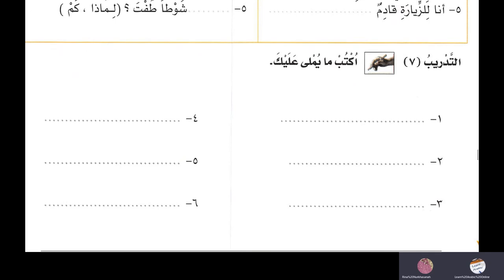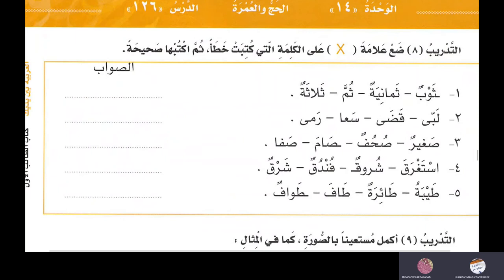Okay, you can leave this question for the time being. Then there is a mistake here. For example, this part is extra. You will put a cross mark here and write the word correctly here, okay? Then this one has a mistake. You'll put a cross mark here and write it correctly here. Then this one also has a mistake. You'll put a cross here and write it correctly here. Okay?